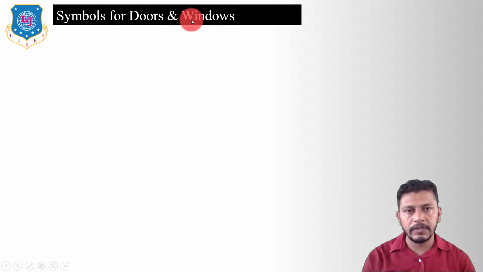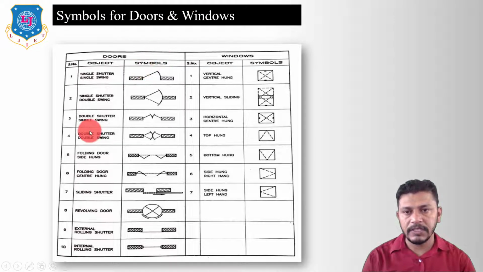Now let us see the symbols for the doors and windows. This table illustrates the symbols of different types of doors and windows. If we have a single shutter, single swing door, then we will show it by this symbol. For single shutter, double swing, the symbol is like this. It shows the double swing in both directions. Double shutter, single swing, means we have two shutters, 1 and 2, and a swing in a single direction. Double shutter, double swing, means we have double shutters and swing in both directions.